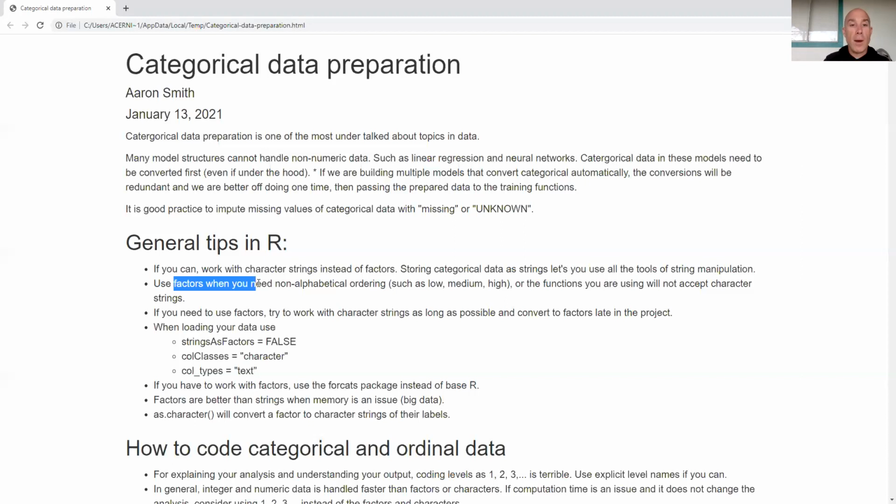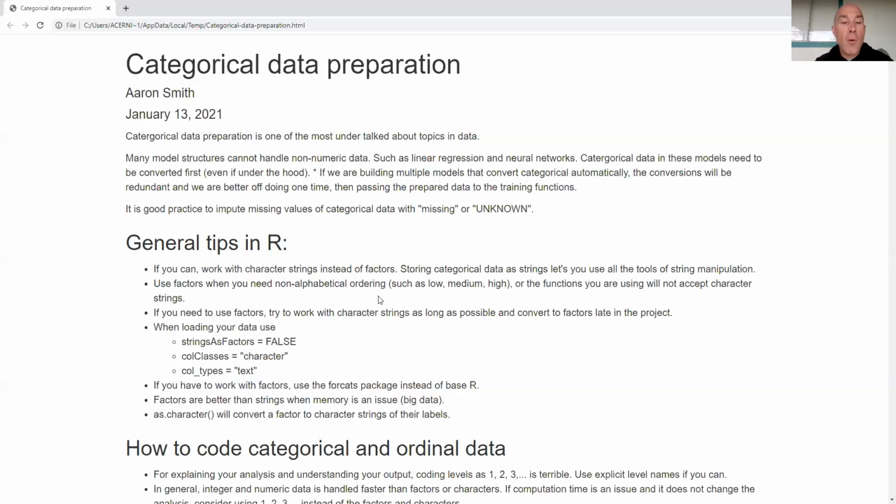Really, you want to use character strings unless you have a non-alphabetical ordering. So let's say my categories are low, medium, and high. That's ordinal data. Now, if R sees low, medium, and high, it's going to assume it's alphabetical order. So that would be high, low, medium. That's an incoherent ordering, right? So there I would need to use a factor, but I would wait till late in the project to make that conversion personally.